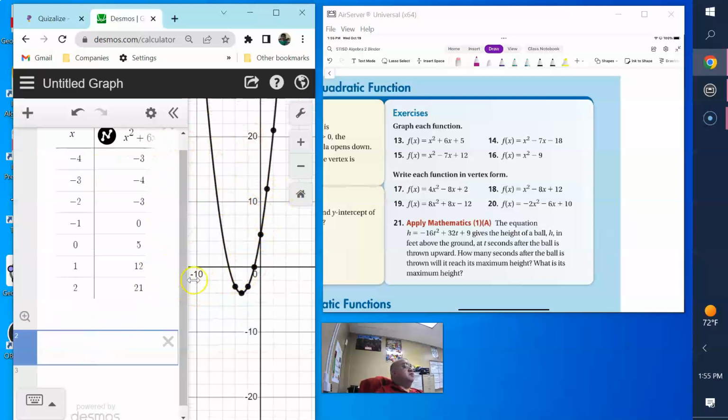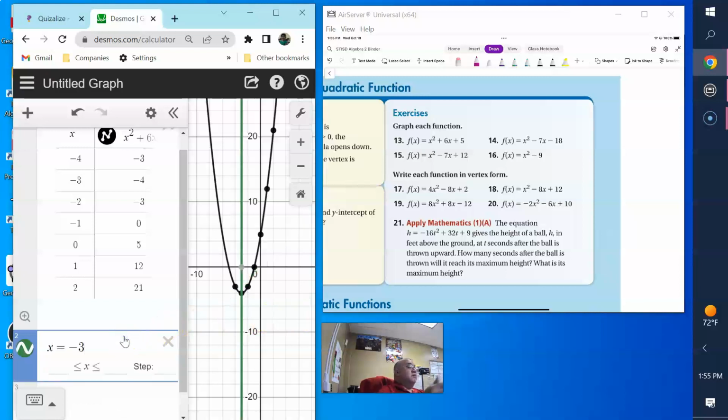Identify the axis of symmetry. In this case, we know that the vertex is negative 3, negative 4, so the axis of symmetry is x equals negative 3. We know that the domain is all real numbers. We know that the range is y is greater than or equal to negative 4. We know that the y-intercept is 0, 5. And this is a minimum point. So for problems 13, 14, 15, and 16, all you have to do is type it into Desmos, graph it, and identify the key attributes.